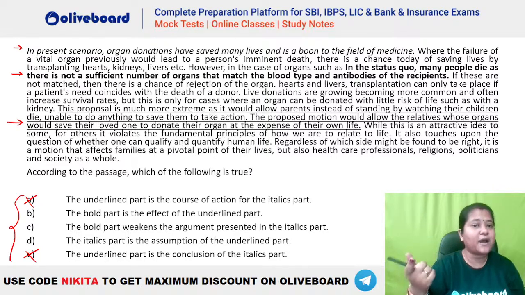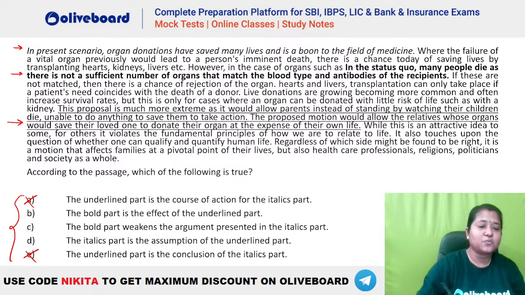But in the bold part, it is saying that they are not getting a sufficient number of organs, and it is not matching with blood type and antibodies here. So if it is not matching, how is that possible? We are talking about parents and relatives giving organs, isn't it? So B is also not the right answer. What about C and D?